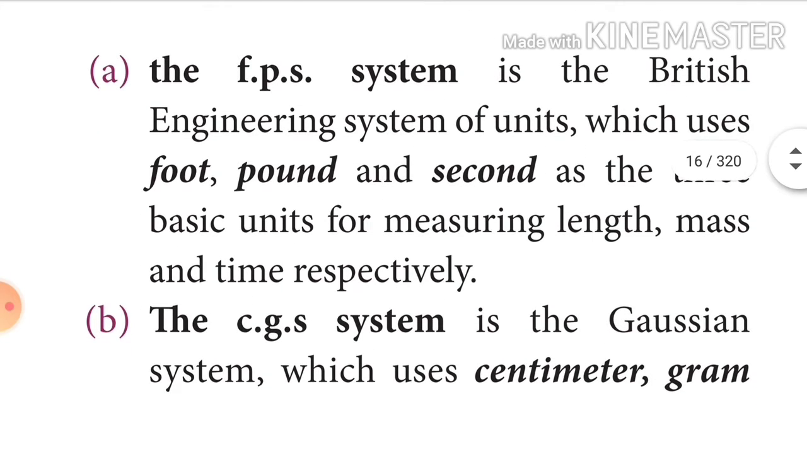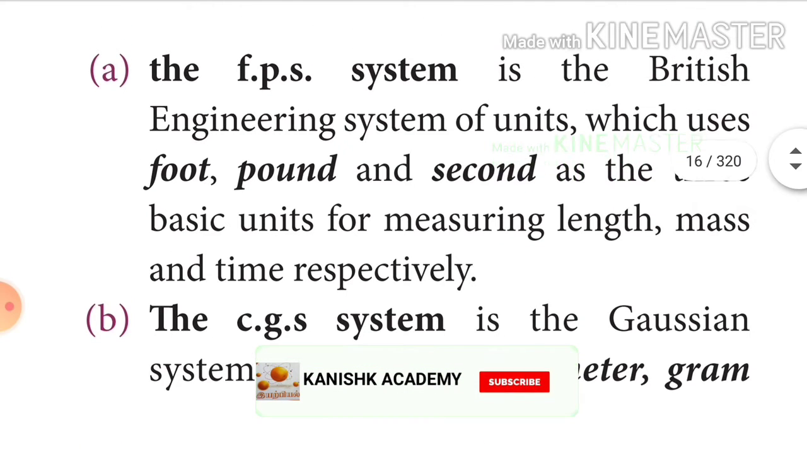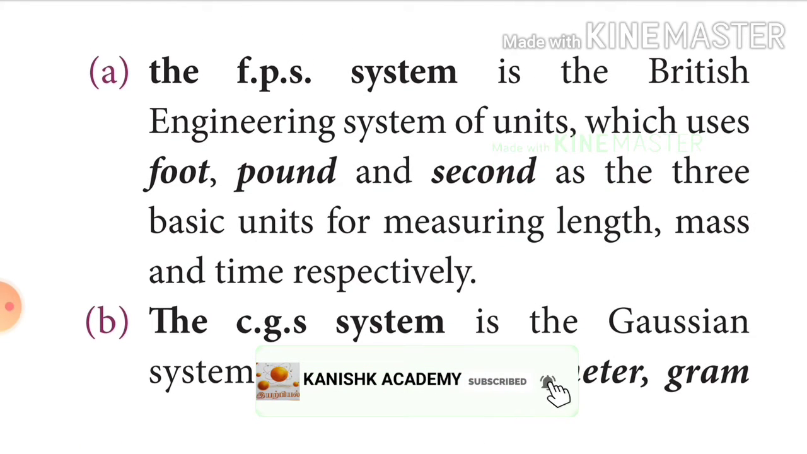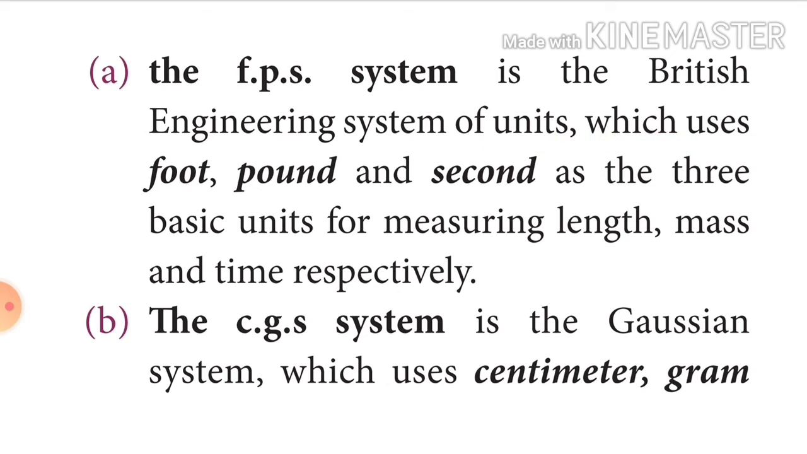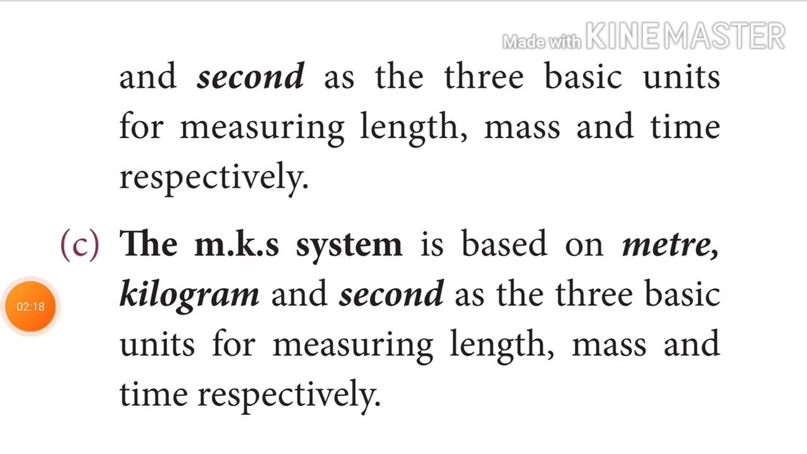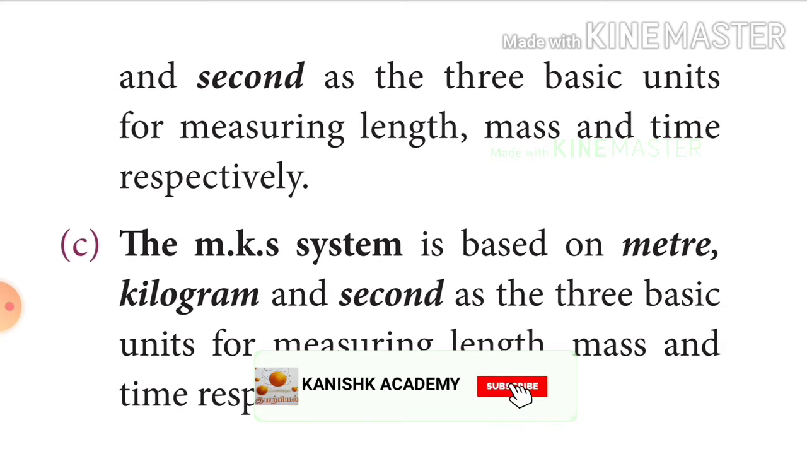Then the next system is CGS system. The CGS system is the Gaussian system which uses centimeter, gram and second as the three basic units for measuring length, mass and time respectively. The third system is MKS system. The MKS system is based on meter, kilogram and second as the three basic units for measuring length, mass and time respectively.